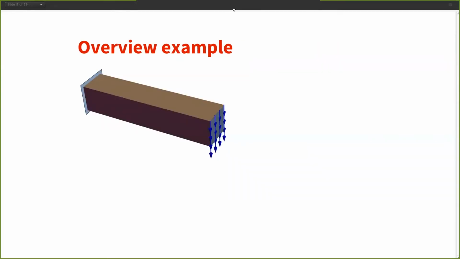So to get us started, I have a very simple overview example. We have a solid beam that's fixed on the left-hand side, and we have a force in the negative z direction. And we want to model this, and we want to see what this looks like. So the geometry is really simple in this case. It's just a cuboid, so nothing spectacular here.